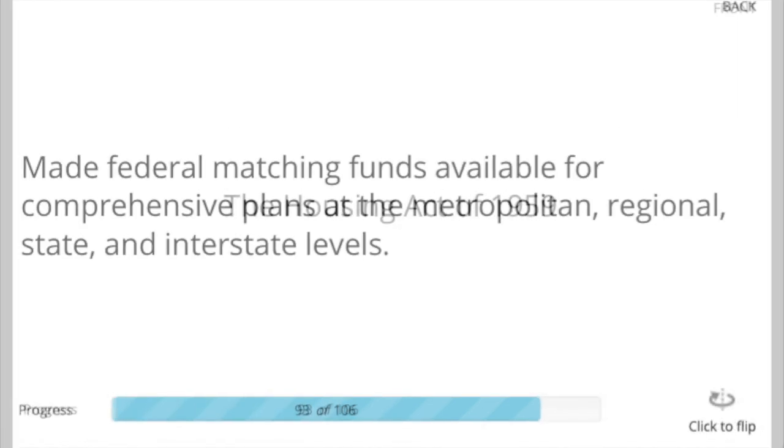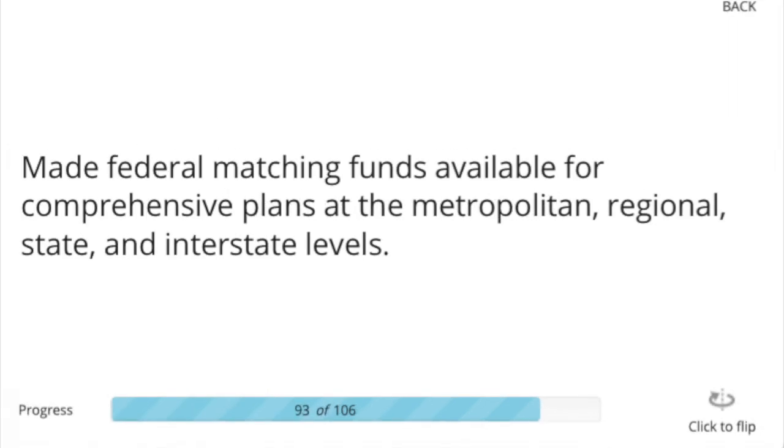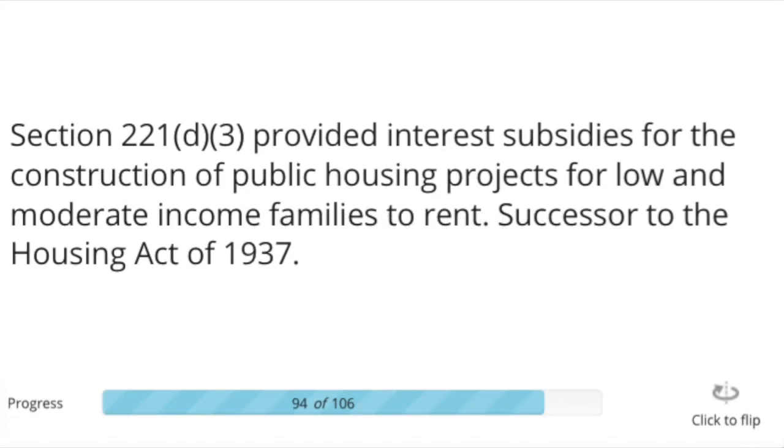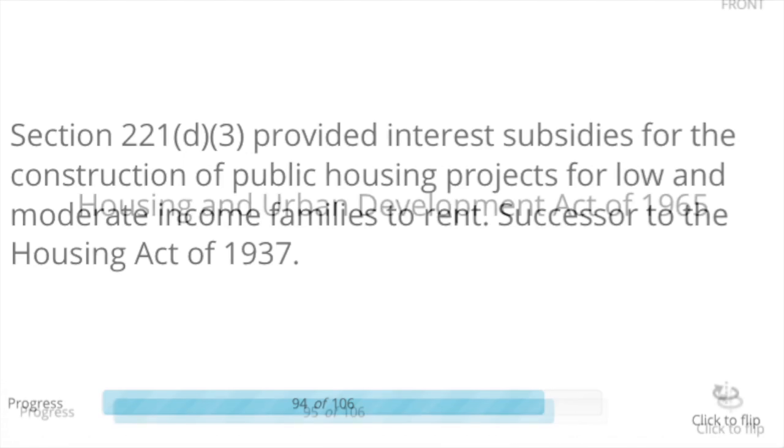The Housing Act of 1959 made federal matching funds available for comprehensive plans at the metropolitan, regional, state, and interstate levels. The Housing Act of 1961 was a successor to the Housing Act of 1937, Section 221(d)(3), that provided interest subsidies for the construction of public housing projects for low and moderate income families to rent.